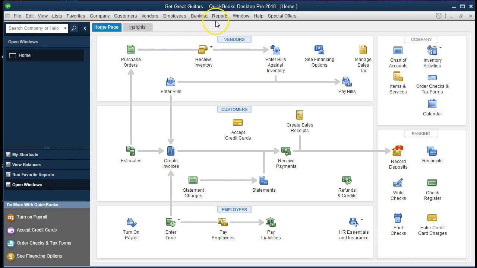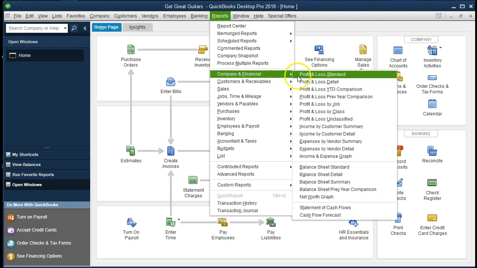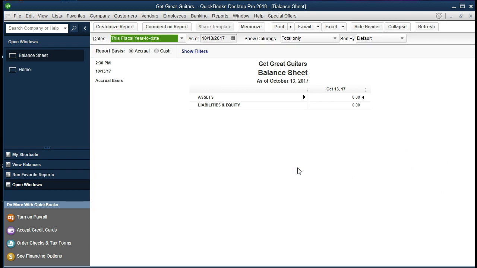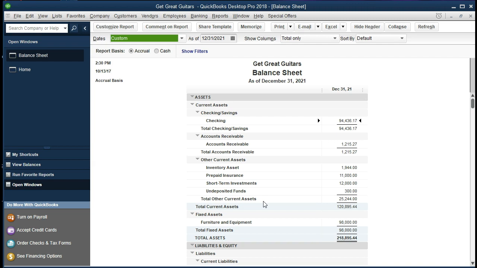So in order to do that, let's first look at what we have so far. We're going to go to Reports on the drop-down. We're going to go to Company and Financial and look at the balance sheet in terms of the loan that we have at this time. I'm going to customize the date and make it for the year of 01/01/21, January 1st, 2021, and we'll make that go through 12/31/21.